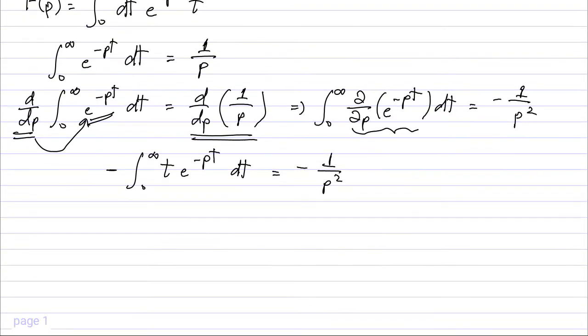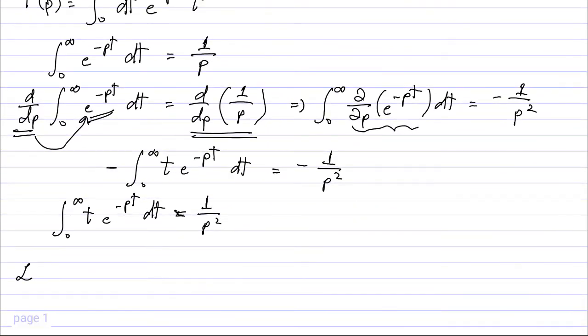Or in other words, this thing is simply equal to 1 over p square. In other words, the Laplace transform of t, let me just write it like this, F of p is equal to 1 over p square when f of t is equal to t.